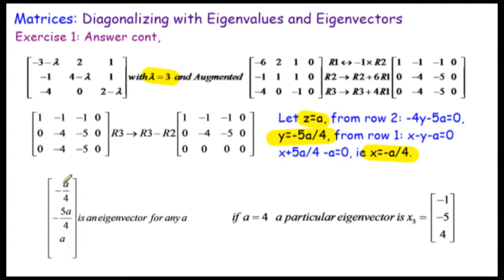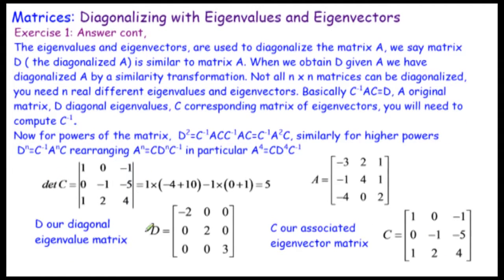So we end up getting this, our eigenvector for our lambda equals 3 value. And a particular one, obviously we've got 4 as a denominator, so we let a equal 4 to give us a particular eigenvector, x3.